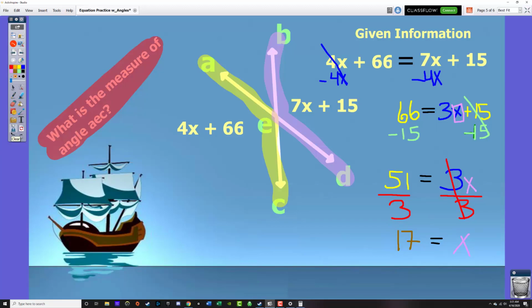Now, that's not our final answer. If the problem over here had asked, what is x equal to, then we would be done. But it is asking us, what is the measure of angle AEC? So we're focused on this angle right here. Well, now we know what x is equal to.